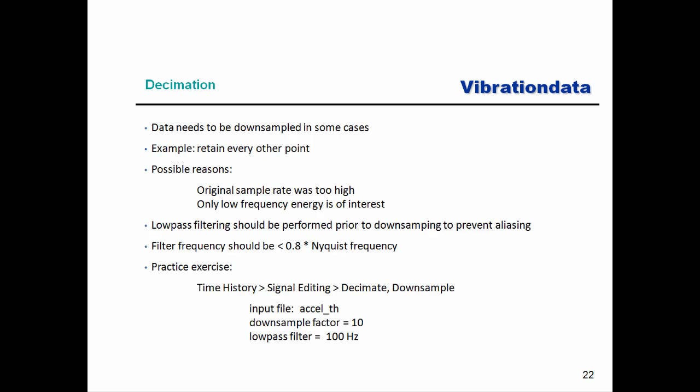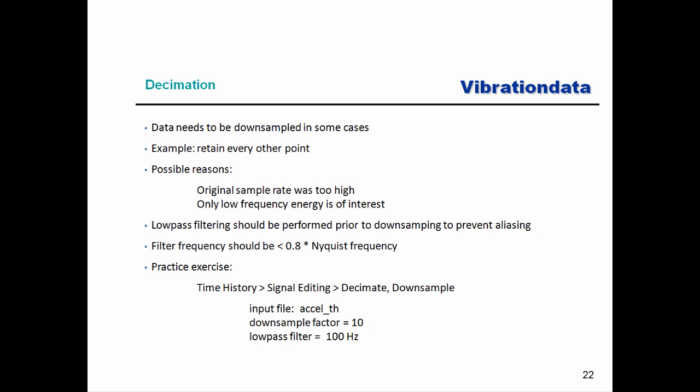Okay, now we're going to switch gears a little bit and talk about another application of filtering. Sometimes we have to decimate or downsample data. Think of this like if we were going to decimate by a factor of 2, we would retain every other coordinate point in our time history and discard the rest. Maybe we would keep the odd points and discard the even points. If we did that, we would reduce that array size by a factor of 2.